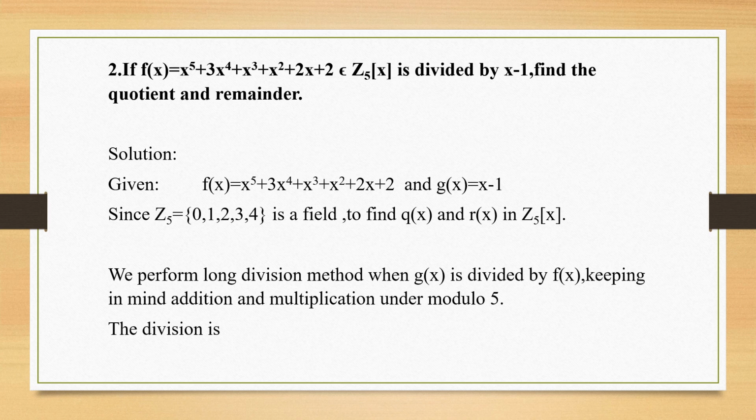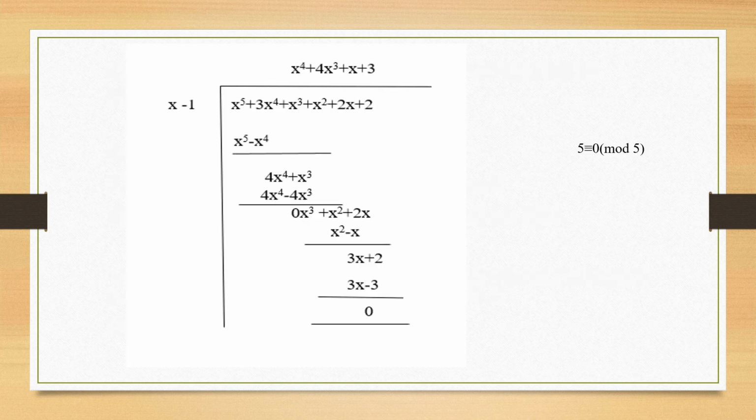Since Z5 is mentioned, we have to find the numbers in the set, from 0 to 4, as the field, to find the quotient and the remainder in Z5. So we perform the long division method when f(x) is divided by x - 1. So let's get on to the division now. It's a very big polynomial, so take one term after the other.